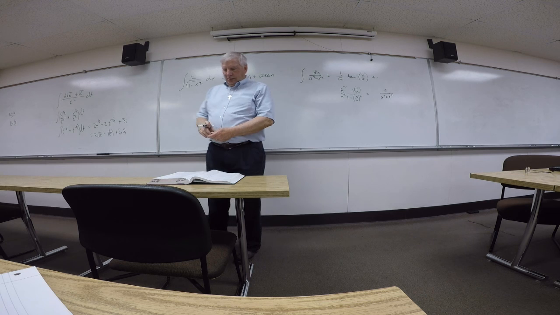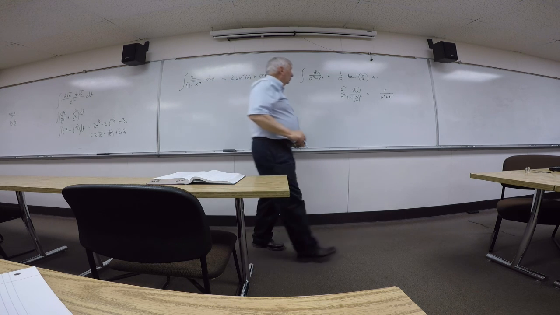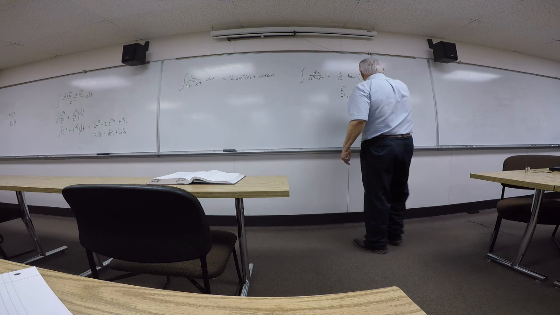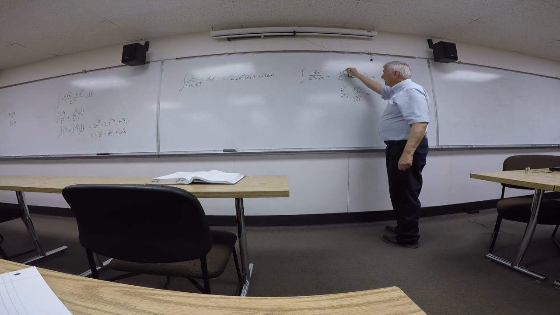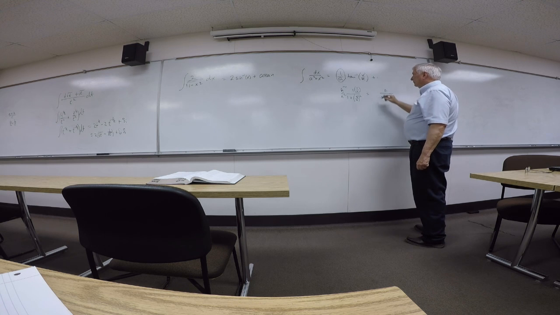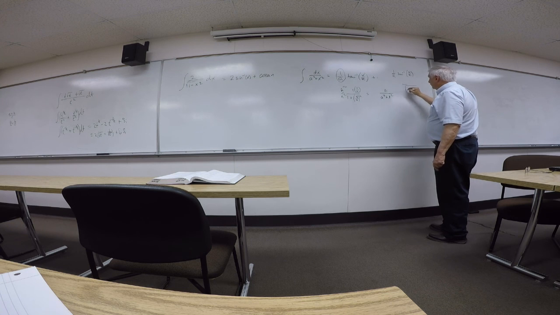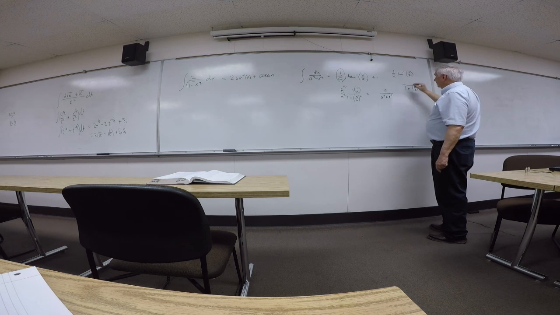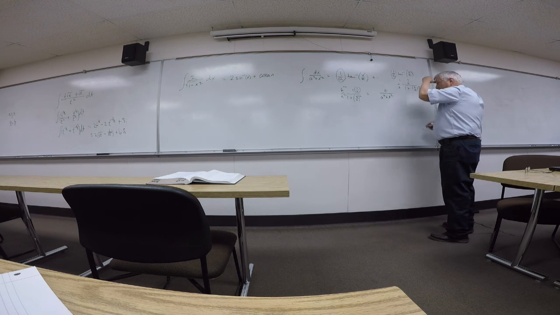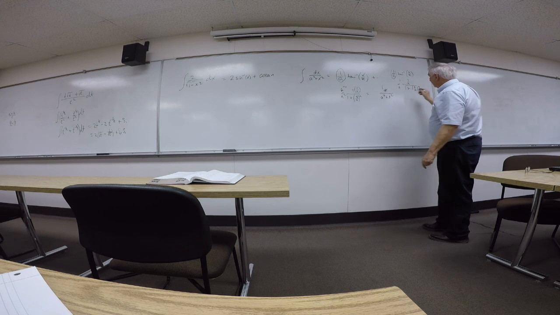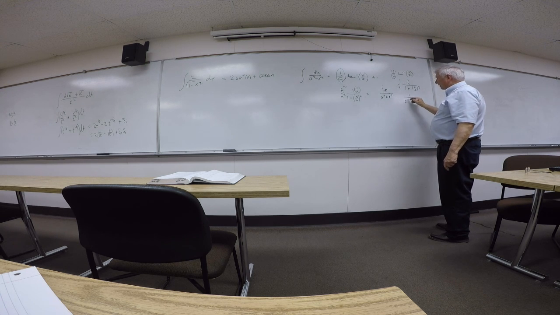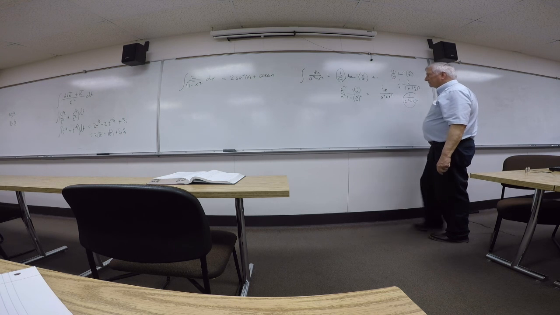Oh, but I started with this. If I start with 1 over a tan inverse of x over a, then I get 1 plus x over a squared times this 1 over a times this 1 over a, which gives me 1 over a squared, which we multiply through and we get 1 over a squared plus x squared. Okay. So it is verified.